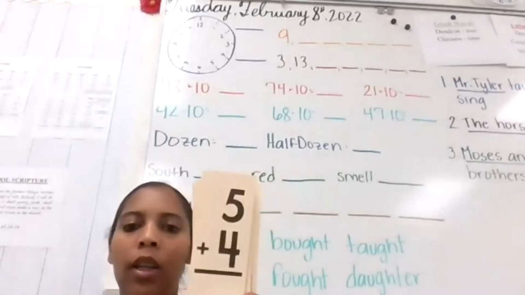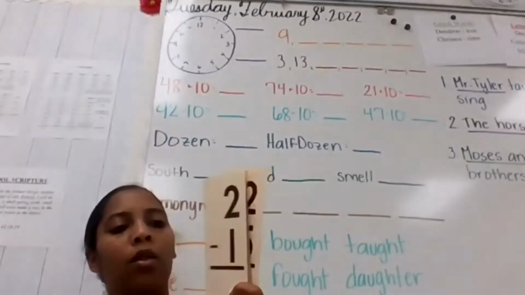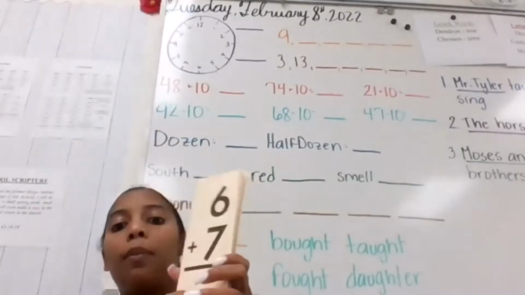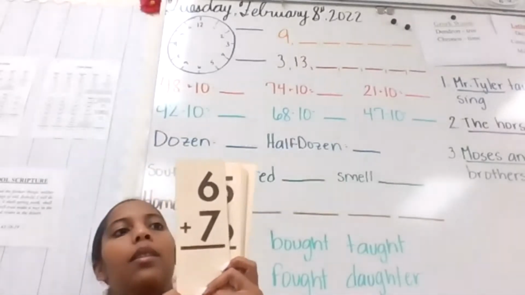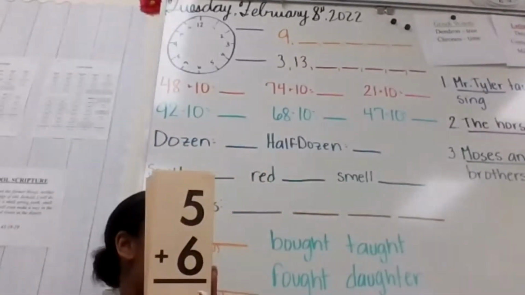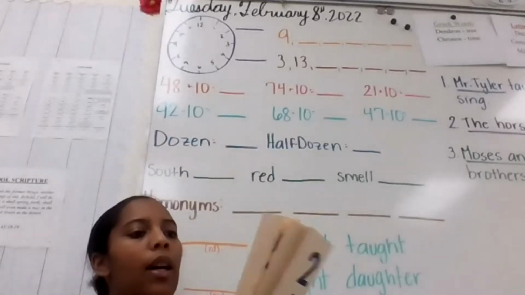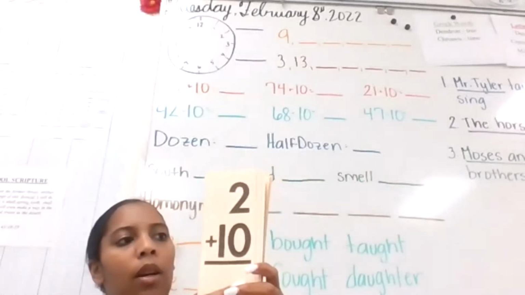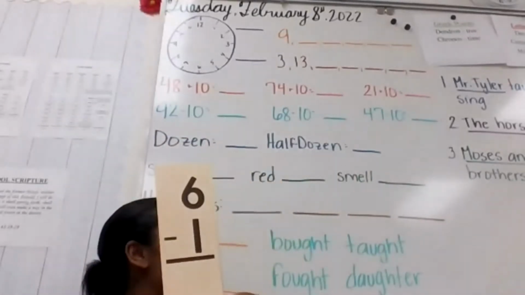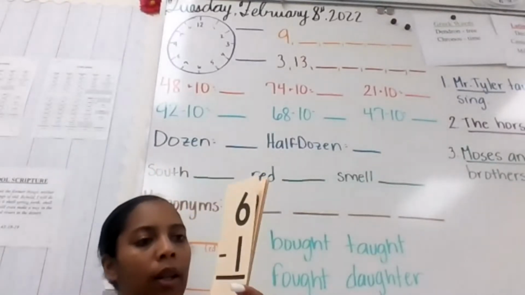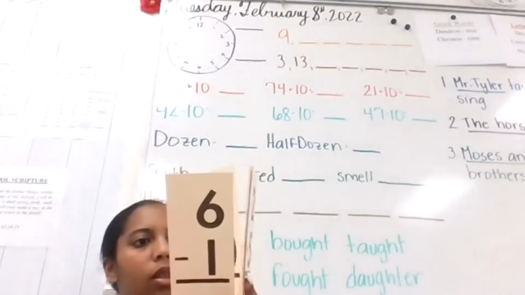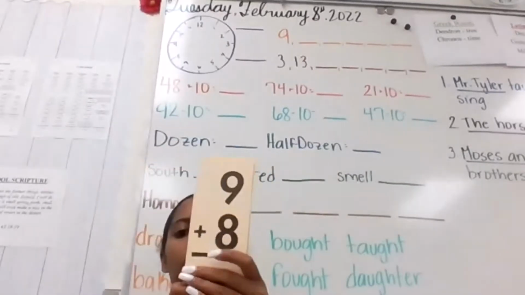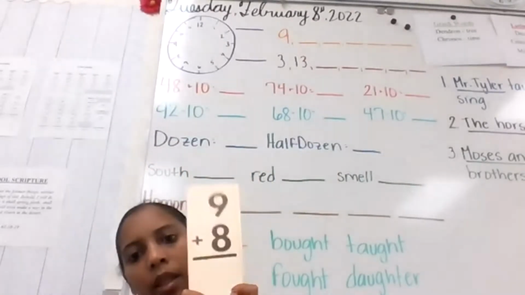5 plus 4 equals 9. 2 minus 1 equals 1. 6 plus 7 equals 13. 5 plus 6 equals 11. 2 plus 10 equals 12. 6 minus 1 equals 5. Oops, sorry. 7 plus 2 equals 9. 9 plus 8 equals 17.